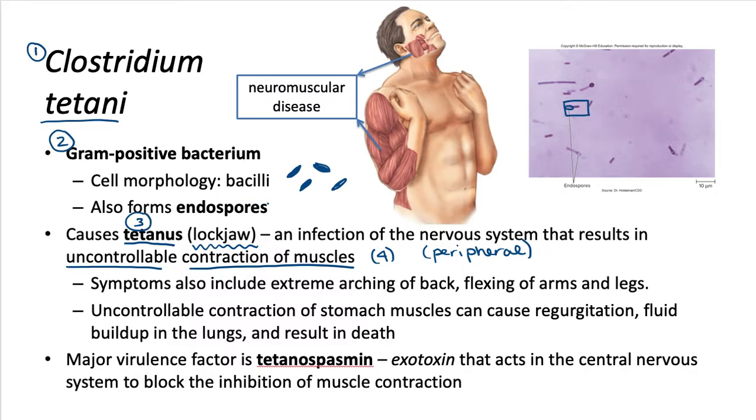It does form endospores, but because it's not gram-negative, it won't form lipopolysaccharide, and it also is not a capsule-forming organism. Additional information about the infection. The jaw locking up is one major symptom. If the back muscles are affected, then extreme arching of the back will occur or flexing of the arms and legs.